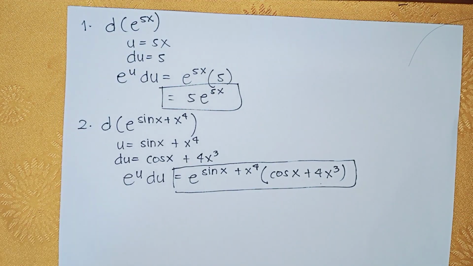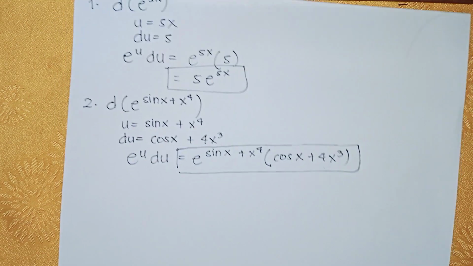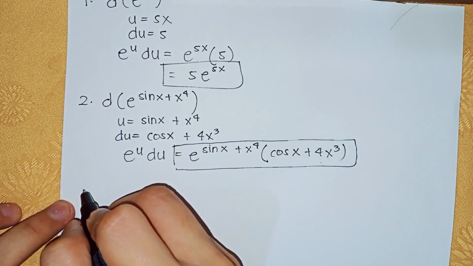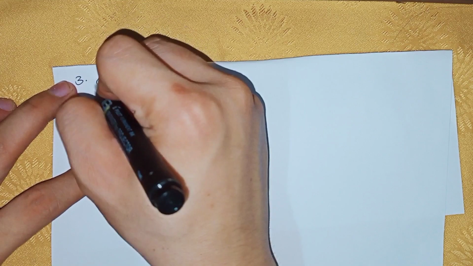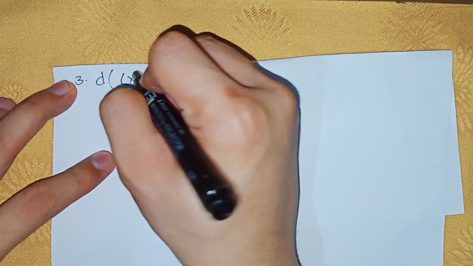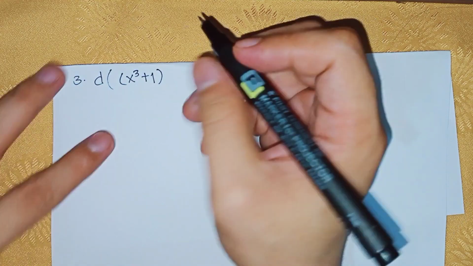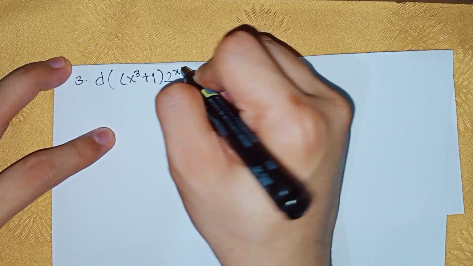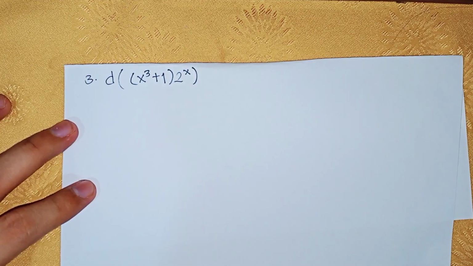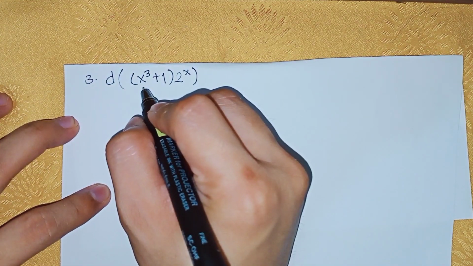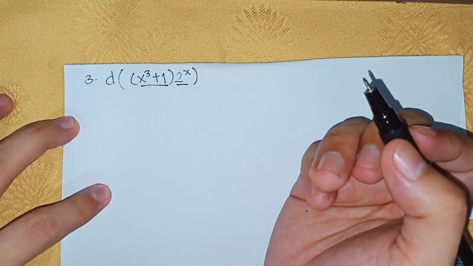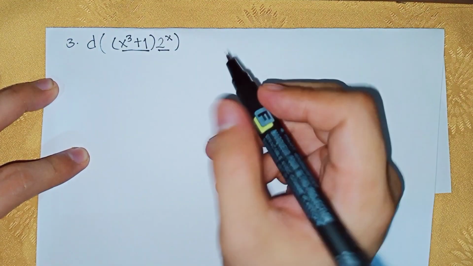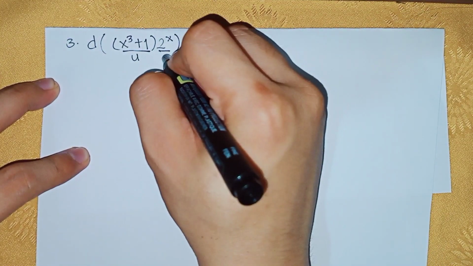Okay? So, number 3. So, hanapin daw natin yung derivative ng x cubed plus 1 times 2 raised to x. Okay? So, paano naman yan? So, mapapansin nyo, meron kayong dalawang function, ito, tsaka ito. So, product ng dalawang function. So, kapag product ng dalawang function, ang gagamitin nating rule ay product rule, no? So, ito yung u, ito yung v.